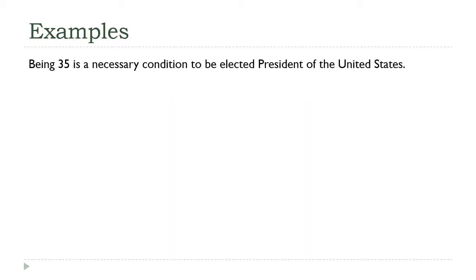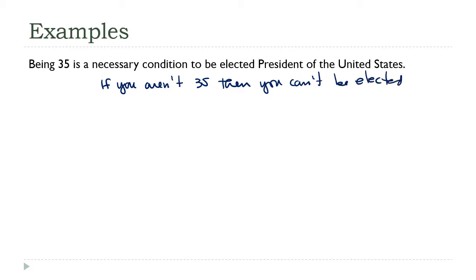All right, so let's ask the same question here. How can we rewrite this in the if-then form? Right, so what this is saying is that not having crossed that 35-year mark is an absolute bar to becoming president. All right, or if you aren't 35, then you can't be elected U.S.